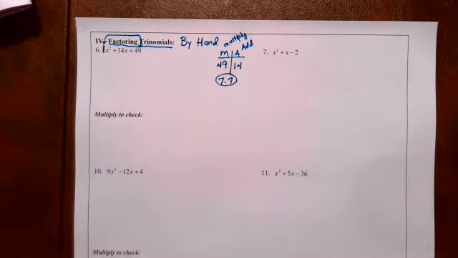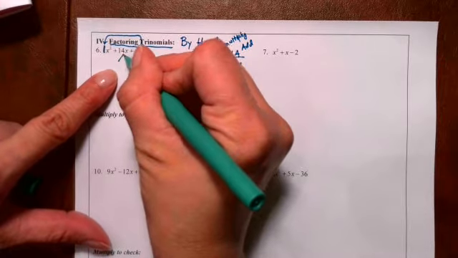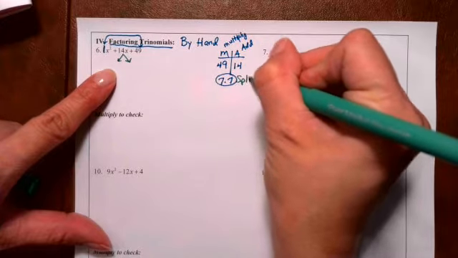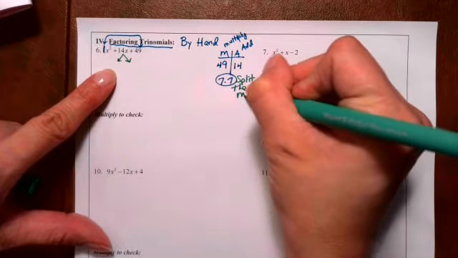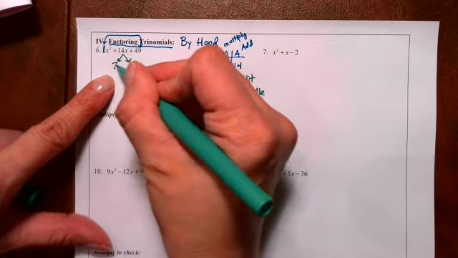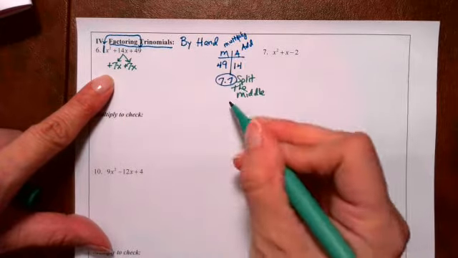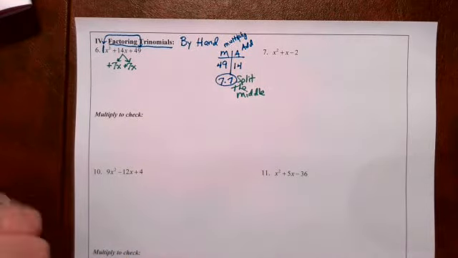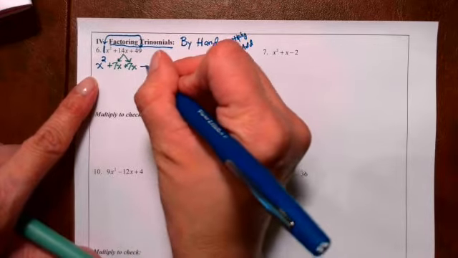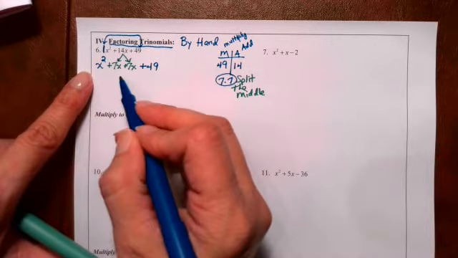Now, what do you do with those numbers? This is a very important step. You come over here, okay, and what you do is you use these numbers to split the middle. You split the middle up. So the middle is 14x. I'm going to split that up into 7x and 7x, and they're both positives from over here. Okay, now you still have your first term, which is x squared, and you still have your constant term, which is 49. So I've just turned a trinomial into a polynomial with four terms.